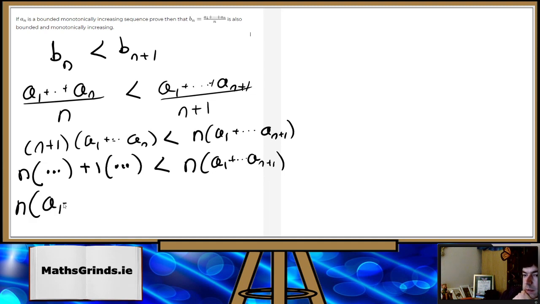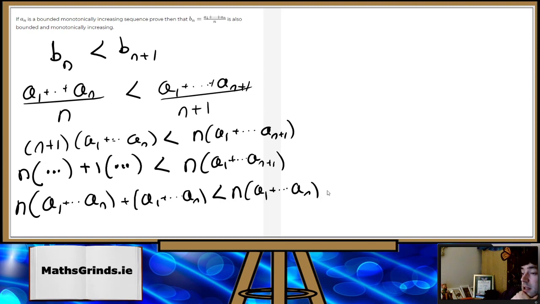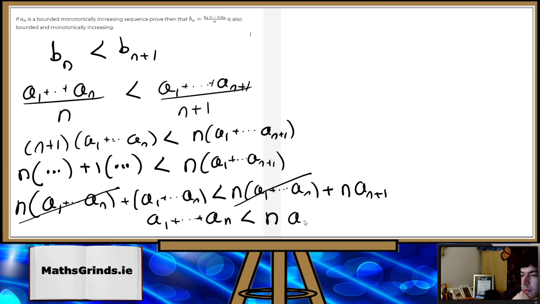That's a1 all the way up to an, that's a1 all the way up to an, that's n times a1 all the way up to an plus an extra n times an plus 1 if I split this into two pieces. Now I can cancel this with this. So I just need to show that a1 all the way up to an is less than n times an plus 1.